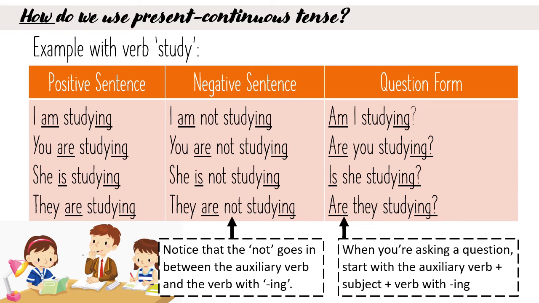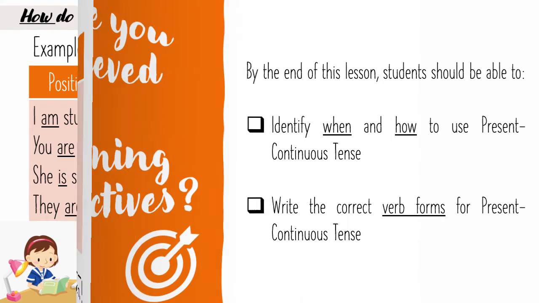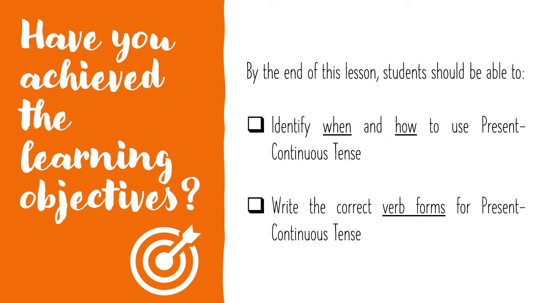Now let's check. Have you achieved the learning objectives? So, you should be able to identify when and also how to use present continuous tense and also write the correct verb forms for present continuous tense. To check whether you can do these, do the activities in the next slide.